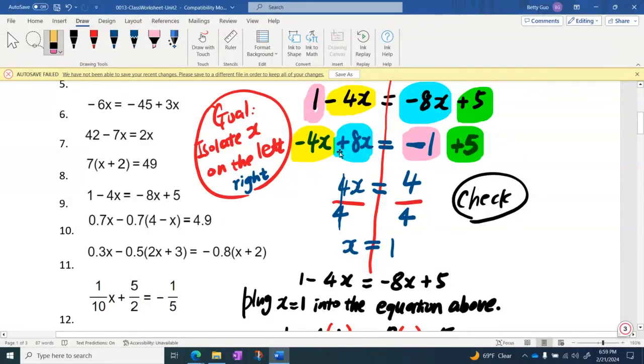Then I use the transposition of terms technique to collect variable terms on the left side and constant terms on the right side, and then combine like terms, and then divide each side by the coefficient of the variable, and then we got the result. And let me know, am I clear about that?